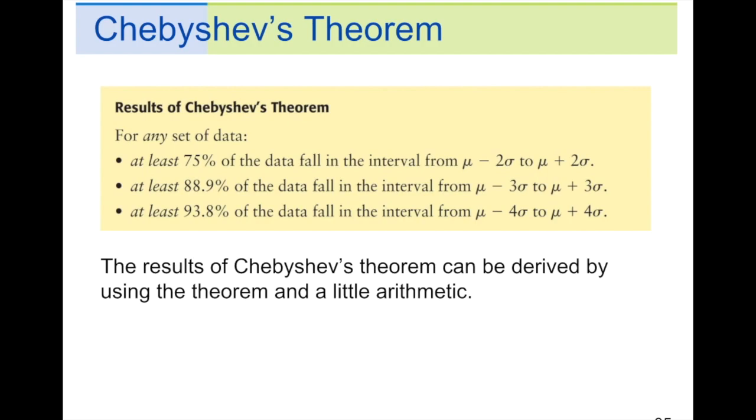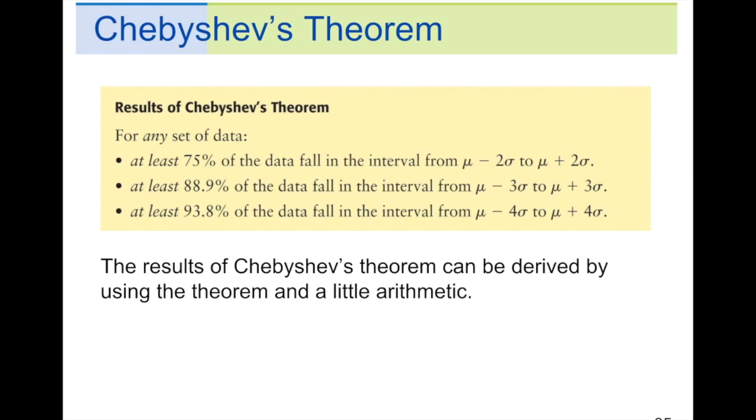At least 88.9% of the data fall in the interval from 3 standard deviations on either side. So in the example I just used, instead it would be 1.5 on either side, so it would go from 3.5 to 6.5. And at least 93.8% of the data fall within 4 standard deviations. And for the example I used, that would go between 3 and 7.